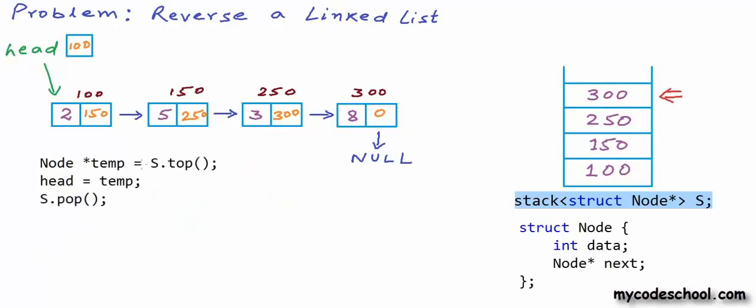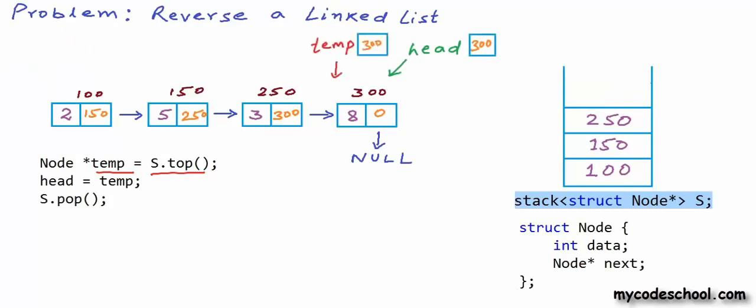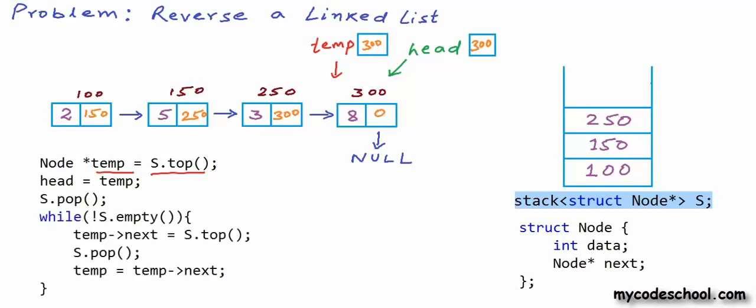The first thing that I'll do is I'll take a temporary variable that will be pointer to node and store the address at the top of stack, which right now is 300. Now I will set head as this address. So head now becomes 300, and then I will pop. I'm running you through this example here as I'm writing code. Head and temp right now are both 300.